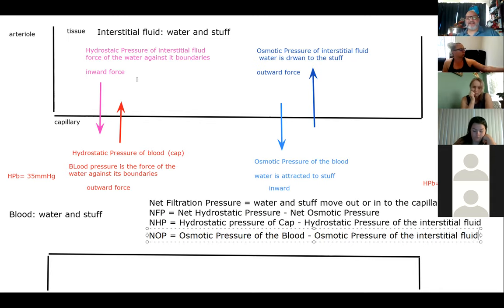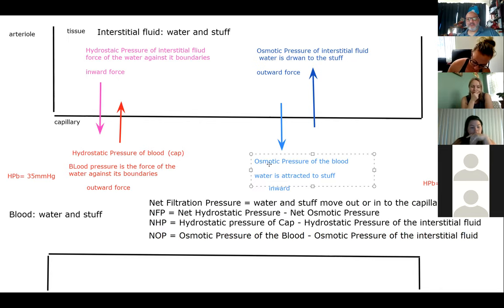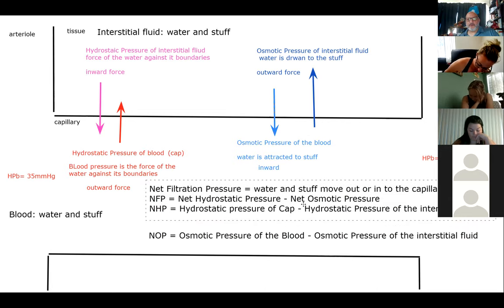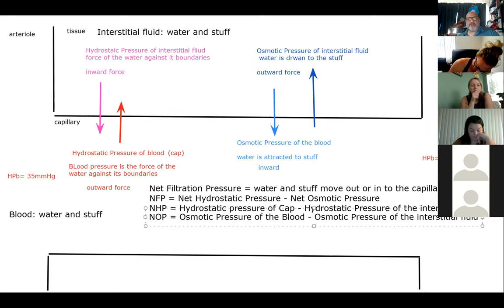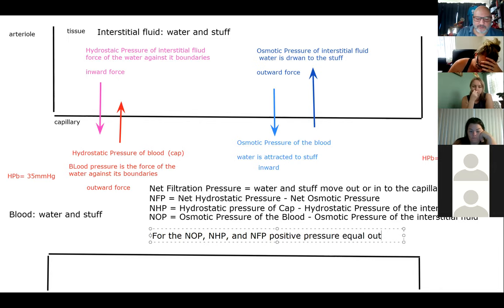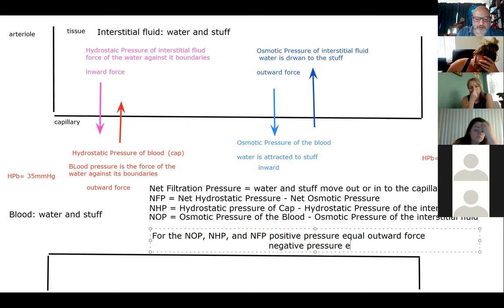The reason we set this up this way is this. Let me cheat a little bit and move this up. When we are dealing with all of these pressures, the net osmotic pressure, the net hydrostatic pressure, and the net filtration pressure, a positive pressure is going to equal an outward force, and a negative pressure is going to equal an inward force. So by setting it up this way, we get that consistency of what our pressures are going to be.